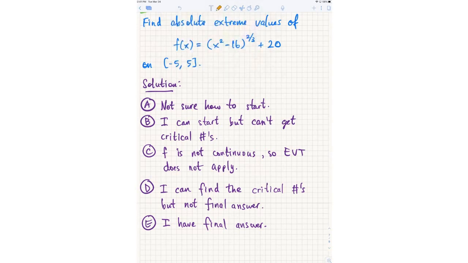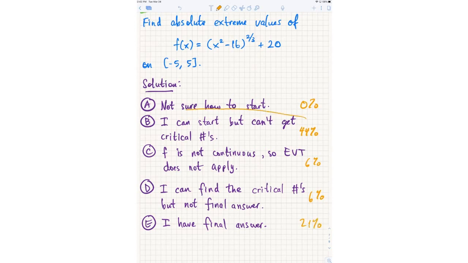At the moment, we have 48 out of 63 responding, so give or take, three quarters. We have 0% actually doing choice A, which is good, right? Everyone should know how to start. You know how to find the derivative first, and then use that to find the critical numbers. We have 44% saying they get stuck on finding the critical numbers. We have 6%, 6%, and 21%.